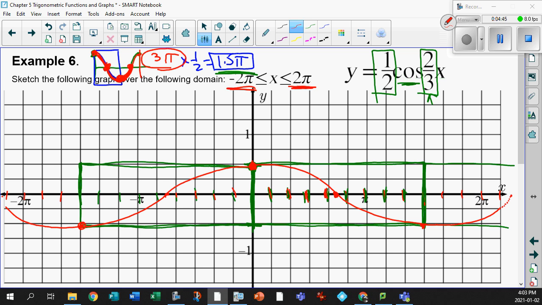Beautiful. But I know what you're saying. Can we somehow prove this using our calculator? Well, of course we can. So we're going to take 1/2 cosine 2/3 x. We're going to throw it in our calculator. But watch the domains. We're going to set it up. Let's put that into our calculator right now.